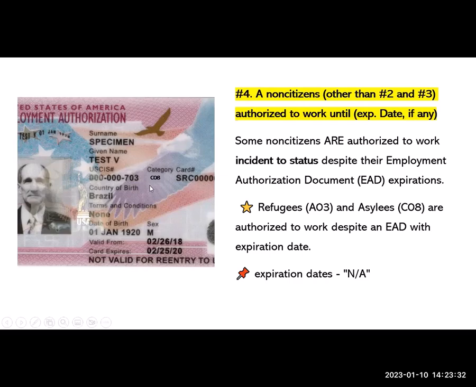Those categories, thank you, Danny, those categories are key, and there's many, many of them. But the refugee category is A03 and the asylee category is C08, okay? And they are authorized to work despite the fact that their EAD has an expiration date or is about to expire. So they would enter N/A where it says "if any" in that section of Section 1, okay? So this is one example. Let's go to the next sample.